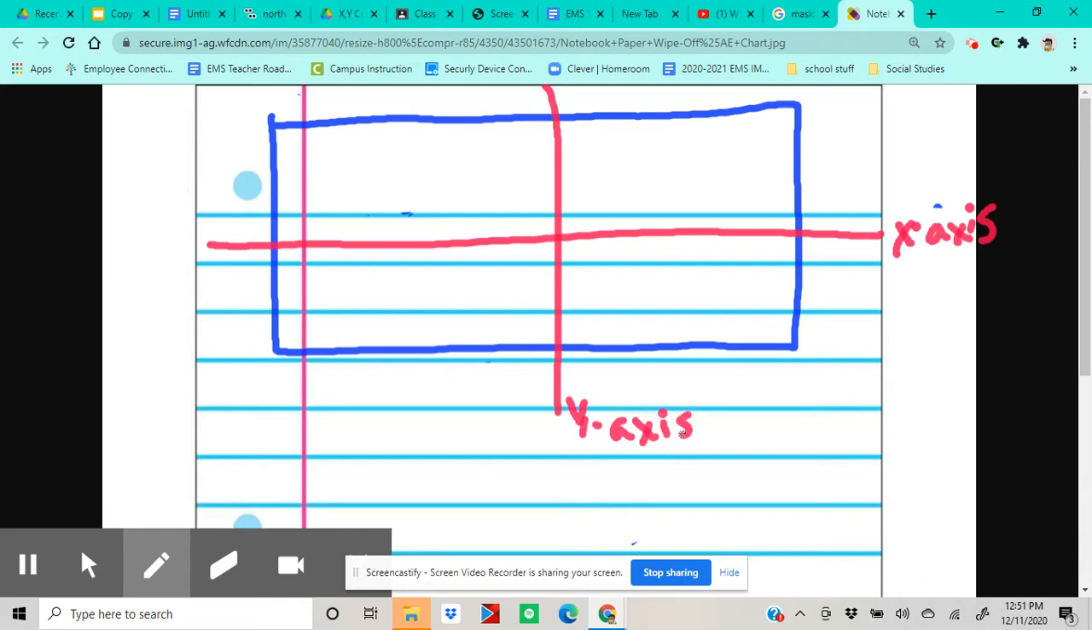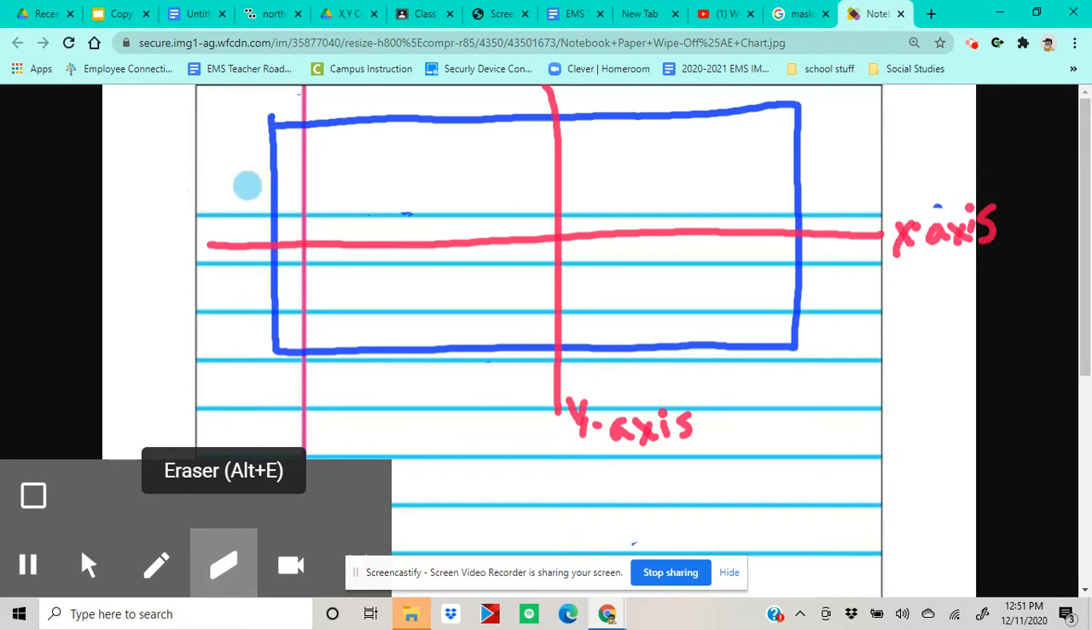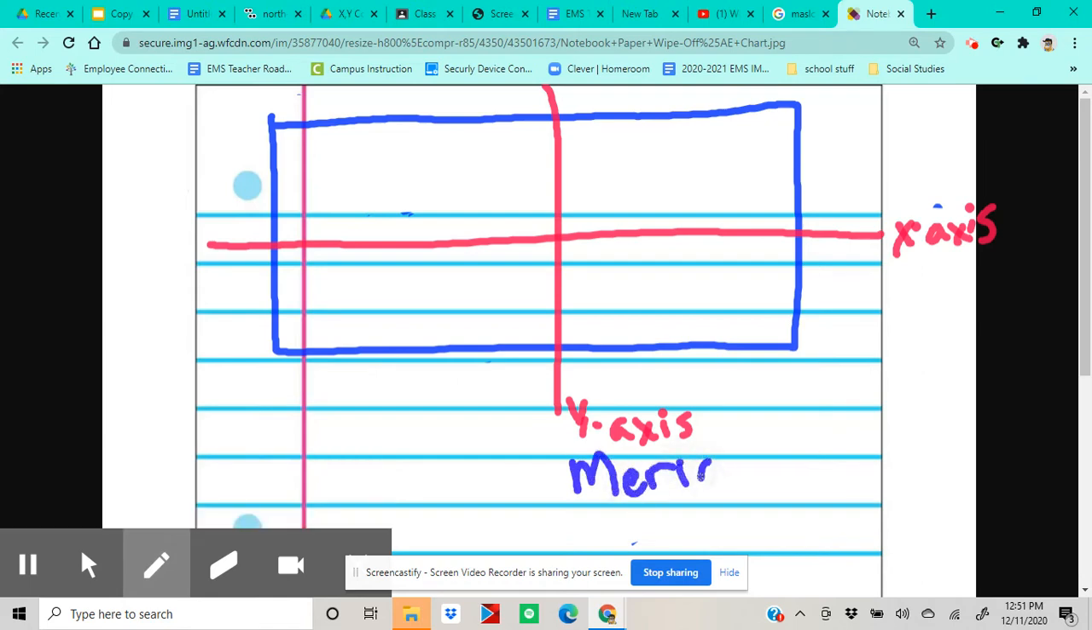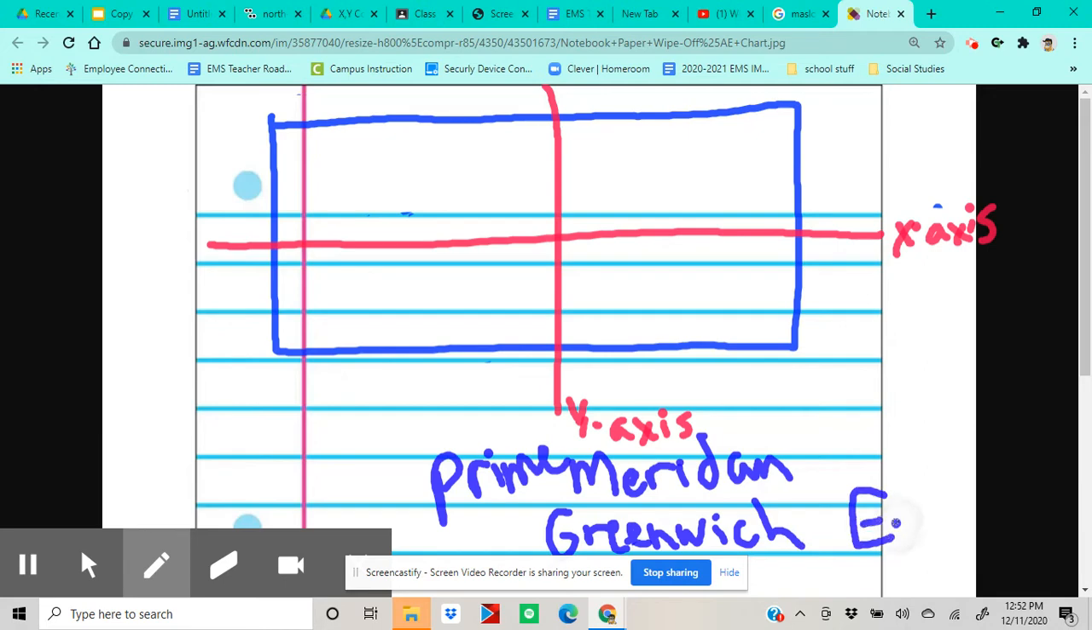But in geography, I do not call them that. In fact, what I do call them is meridians when they're going up and down, and this one is the center, which we call the prime meridian. It is here in jolly old England. I believe you spell it Greenwich, England. That is where the 0 point or line is, the y-axis.